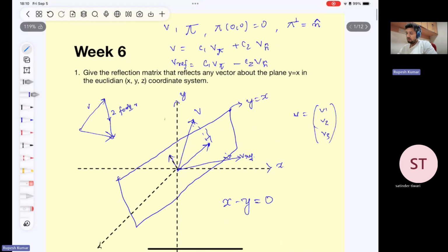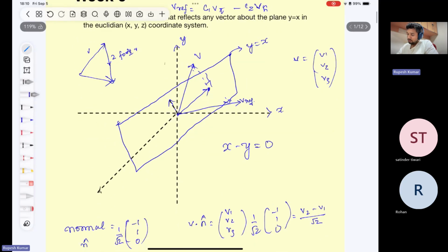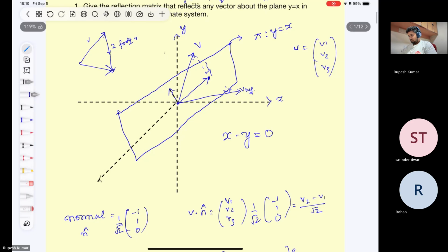And now we just have to figure out what will be v pi. So what is the projection of v along pi and what is the projection of v along the perpendicular vector to the plane pi, right? So let's say this is your plane pi. So let me just move here. This is my plane pi, defined as y equals x, right?